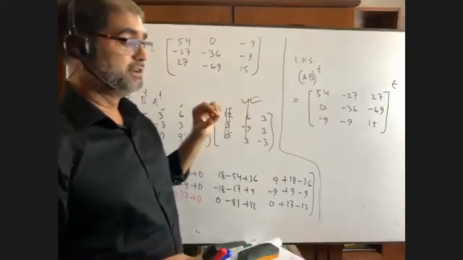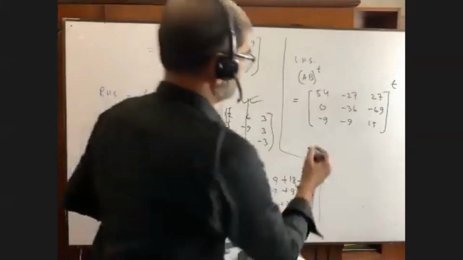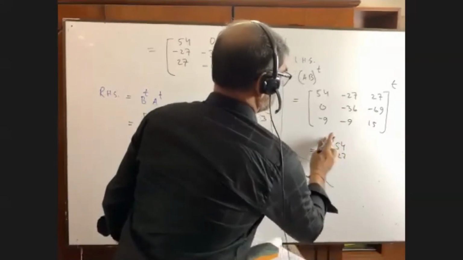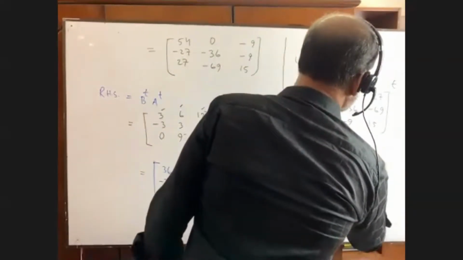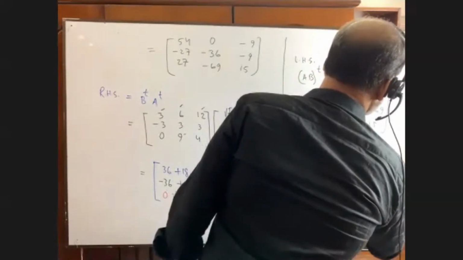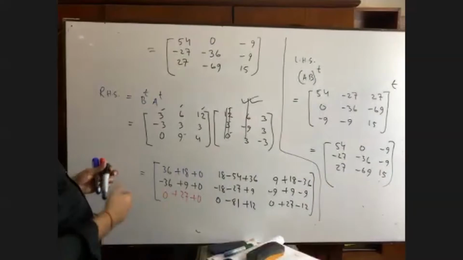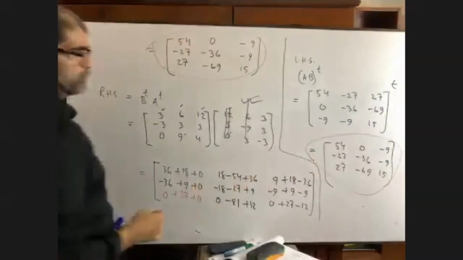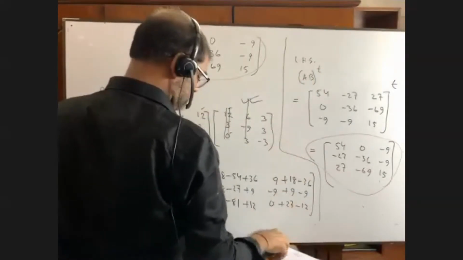I did not do any functioning on T. So this is T. I have given here T. If it is T, then you just calculate it in this way. 54 minus 27. Okay. Then 27. Then it is 0 minus 36 minus 69 minus 9 minus 9, 15. Is it? Yes, sir. So we have got this and this same. So our proof is done. Actually, I forgot to find AB whole to the power T. Not a matter, you can do it afterwards.